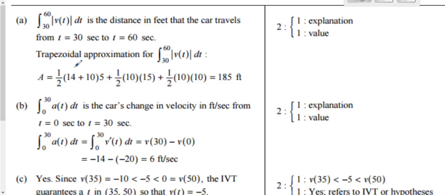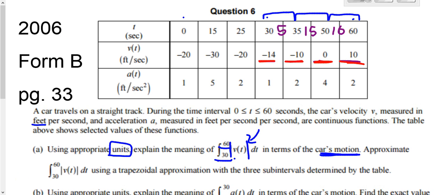If we look at our rubric, this is what the AP scores with. We said this is the distance in feet that the car travels from t equals 30 seconds to t equals 60 seconds. That's fine. We have an explanation, so we have that first point. For the trapezoidal approximation, we have 1/2 times 14 plus 10 times 5, plus 1/2 times 10 plus 15, plus 1/2 times 10 plus 10. Remember, this is an FRQ, so we could have stopped there and just said feet. But once we get that value, there we are.